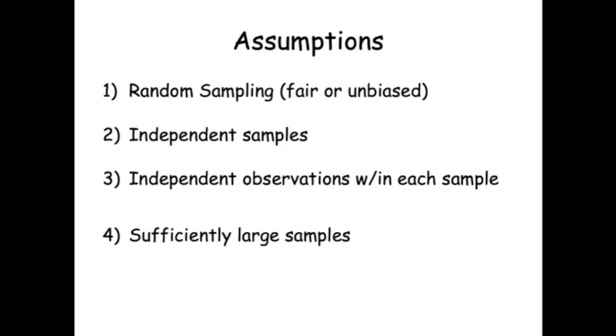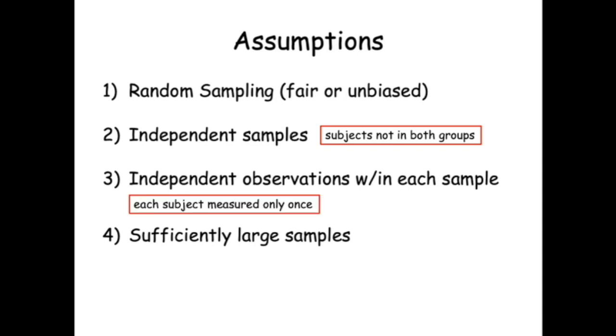There are four assumptions for the two-sample z-test. The first is random or fair sampling. The second is independent samples. Subjects cannot be in both groups. The next assumption is that observations within each sample are statistically independent. Knowing whether one individual exercises regularly must not provide any information as to whether another does. And there must be only one observation for each subject.